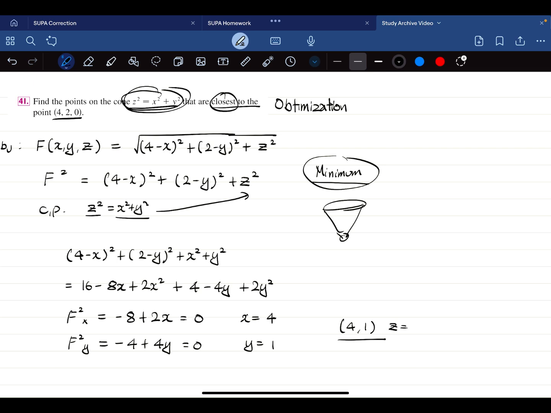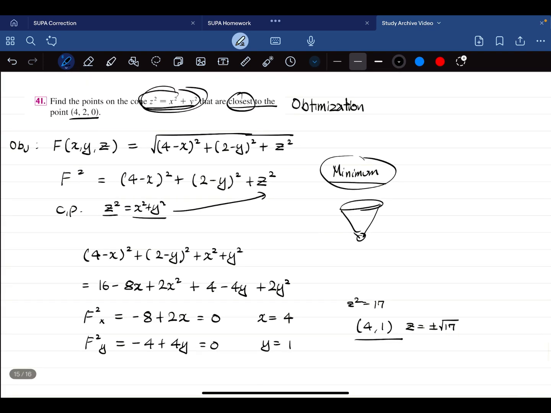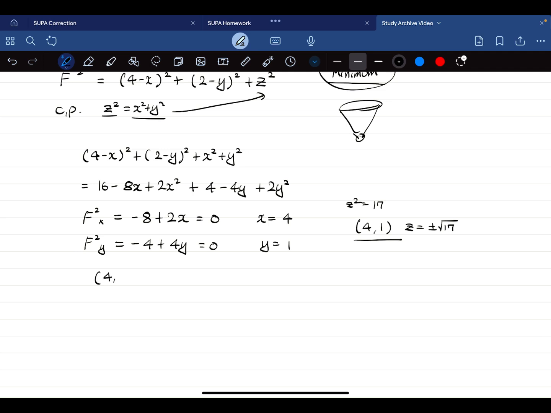And the z value corresponding to this: if z squared is 17, it's going to be plus or minus root 17 in the end. So our points, two points actually, are going to be (4, 1, root 17) or (4, 1, negative root 17).